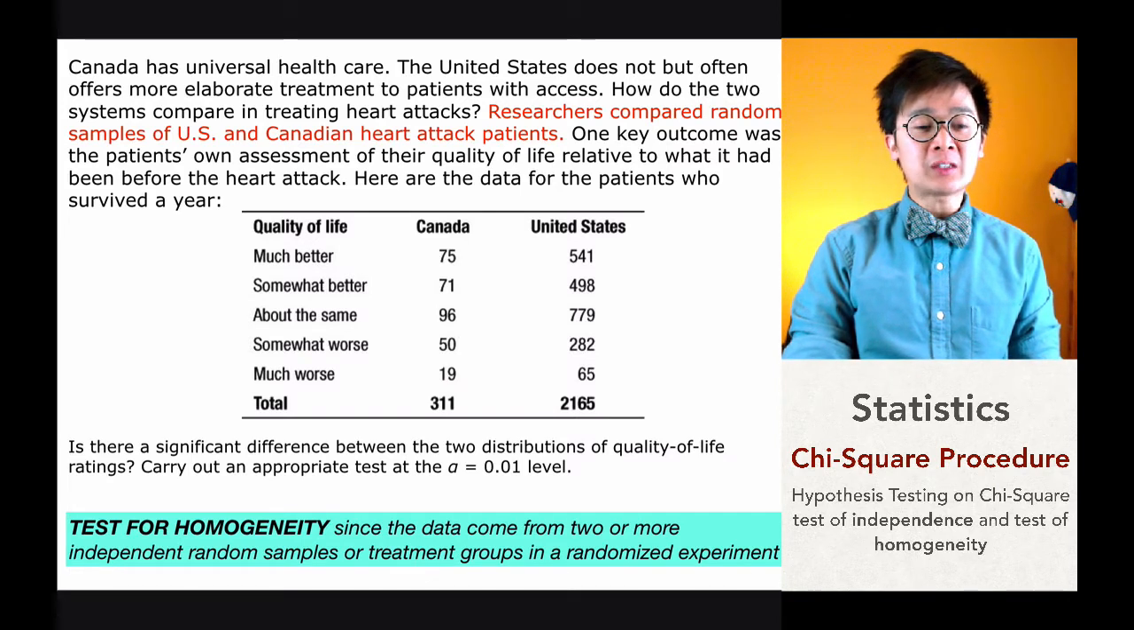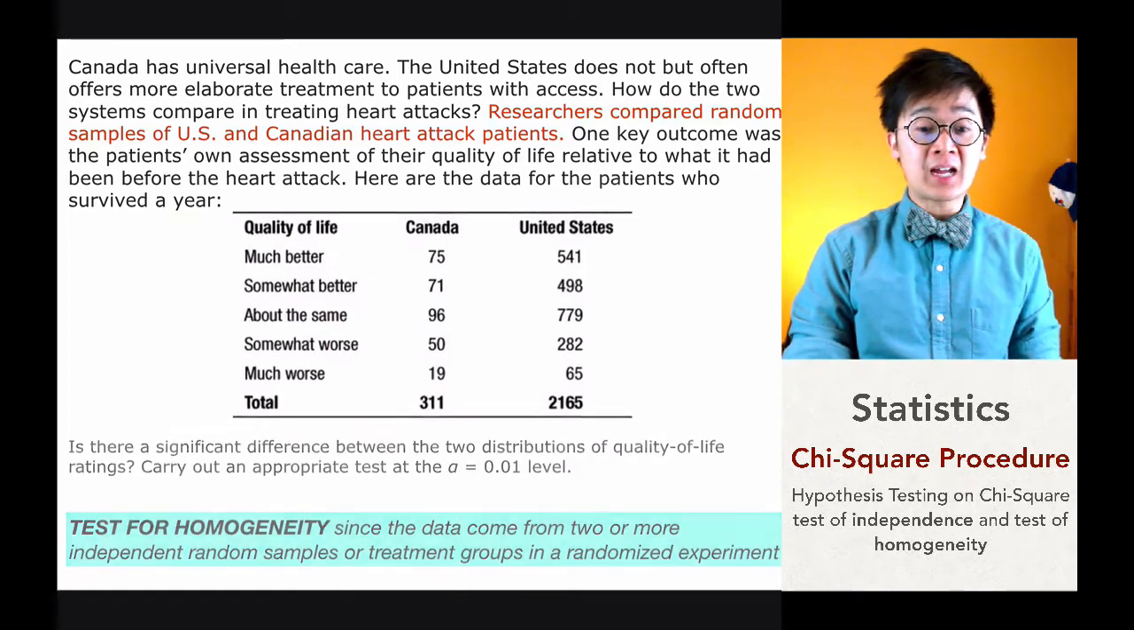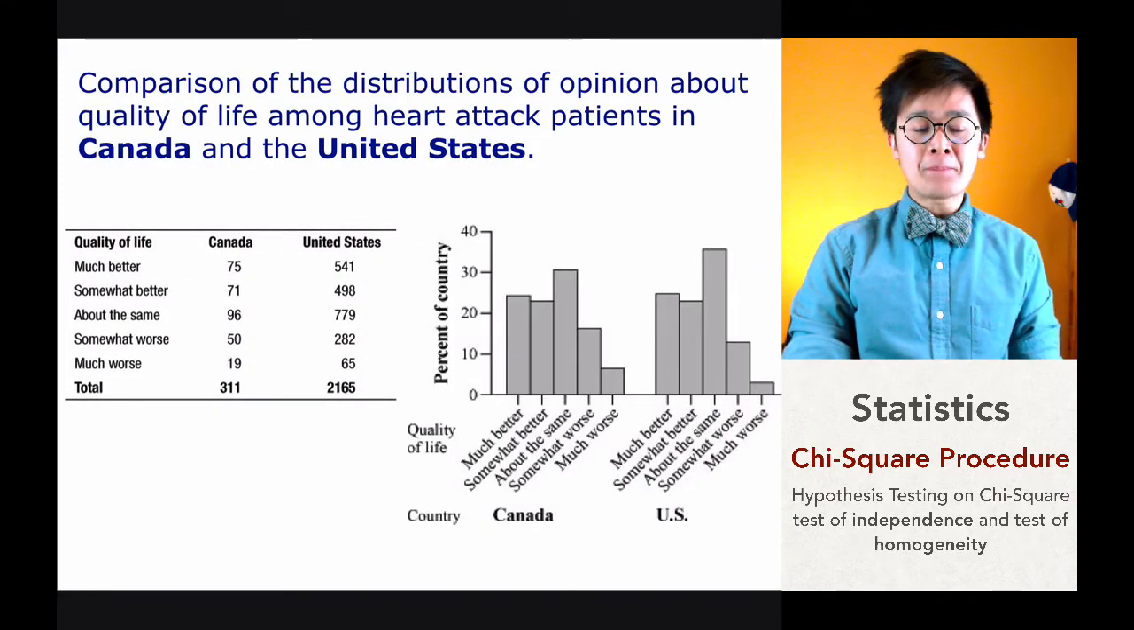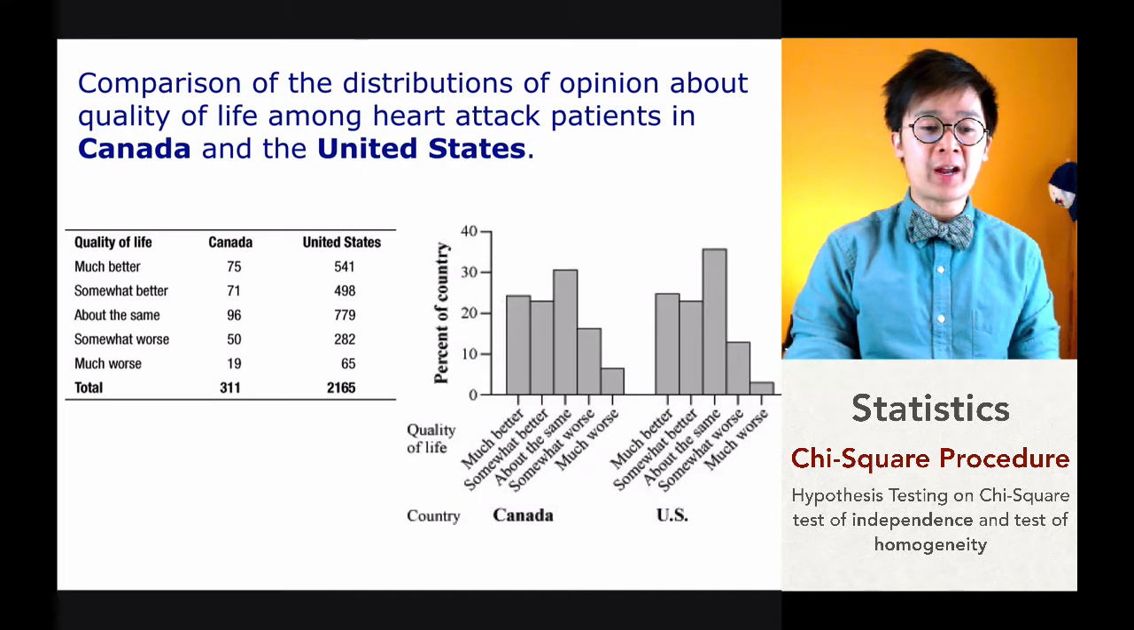If we take a look at the graph of the respondents in Canada and the United States, we'll see that there's not much difference that we could see if we just rely on the histogram for the respondents in Canada and the US based on their quality of life survey. So to work out this particular problem, we're going to be working on a hypothesis test to see if there is a significant difference between the two groups of respondents.